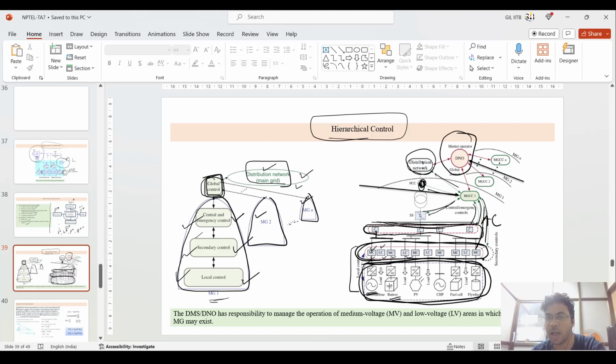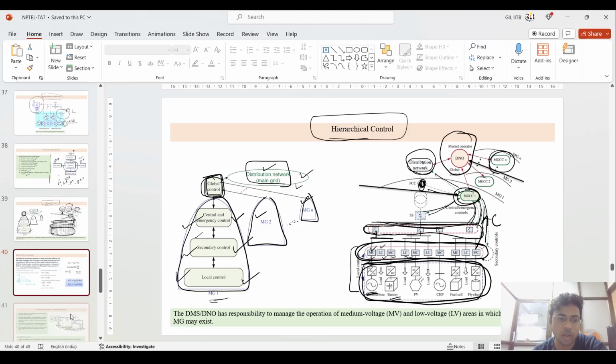What happens? This is the microgrid central controller, okay, what I have explained to you. The microgrid central controller is connected to all the microgrids, and inside the microgrid you have multiple controls: local control, secondary control, and central and emergency control.